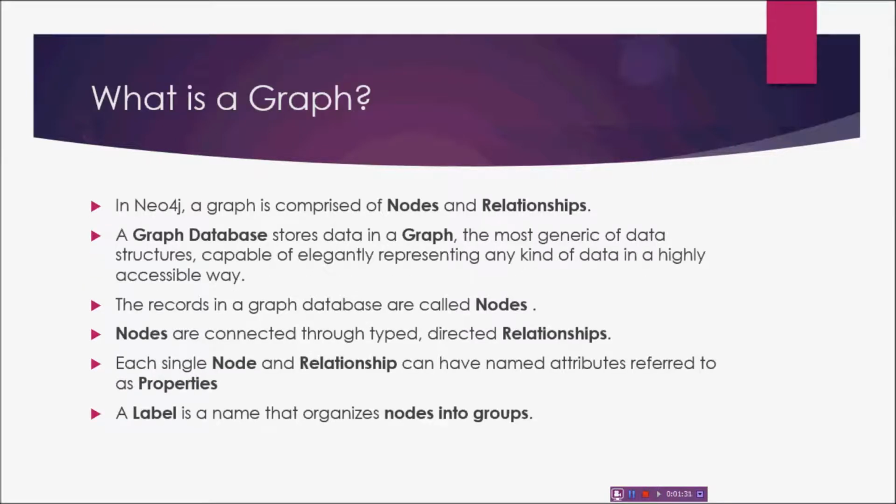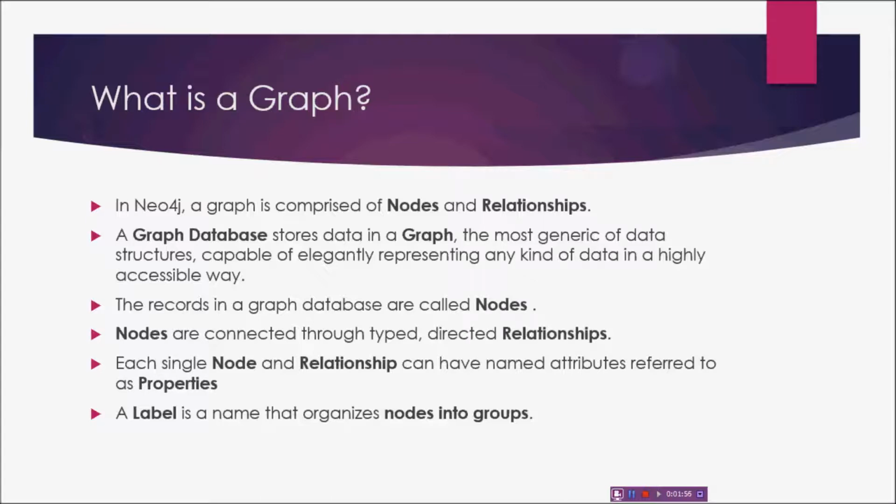What is a graph? A graph is comprised of nodes and relationships. Nodes are commonly network links, where networks are connected by links, and the ends of those links are nodes.